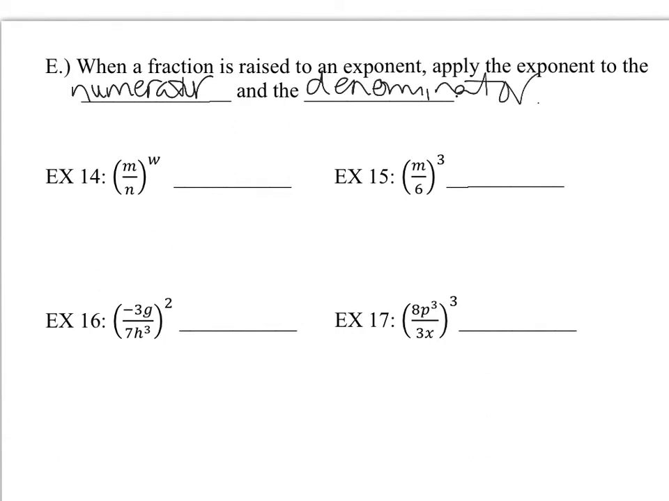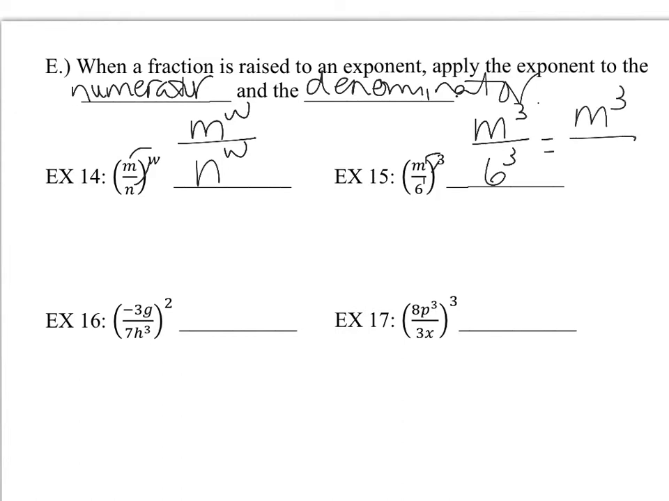All right, so for example 14, you bring that w to the top and the bottom, so it ends up becoming m to the w over n to the w. All right, the next one. Imagine, these guys have little 1s on them if they don't have exponents, so you'll bring them in. So this would become m to the third over 6 to the third, and then simplify that. You should know 6 cubed is 216, so it's m to the third over 216.